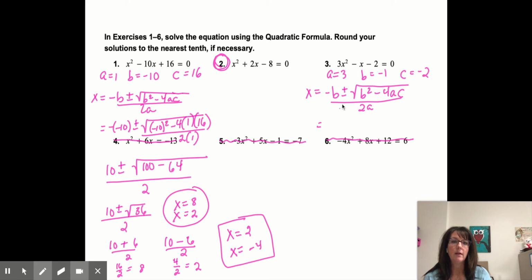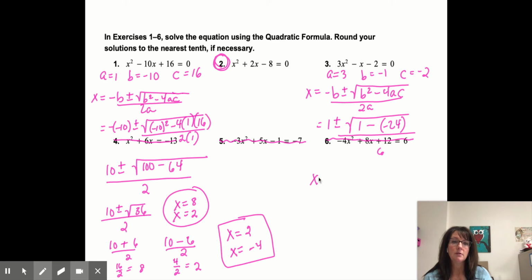So we'll have, I'm just going to deal with that negative now. We want the opposite of -1, so we'll have 1 plus or minus. We're going to have -1 squared, which will be 1, and then minus 4 times 3, which is 12. 12 times -2 is -24. And then put that all over 2 times 3, which is 6.